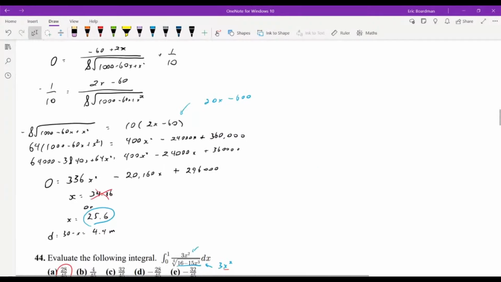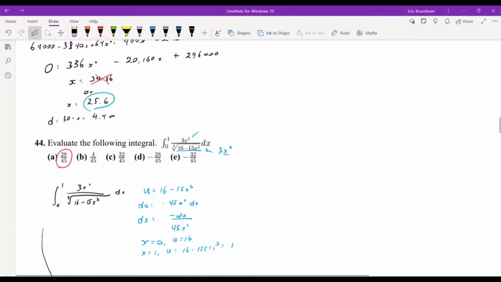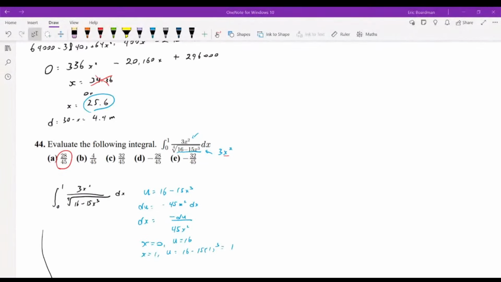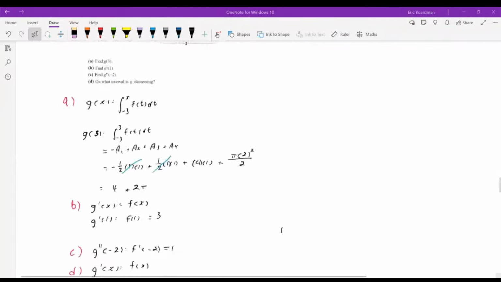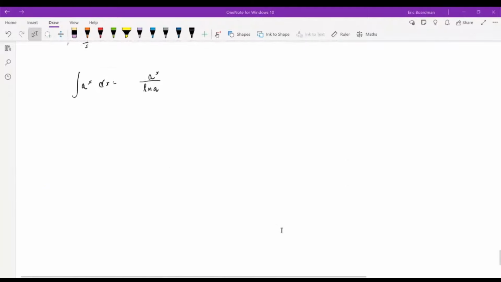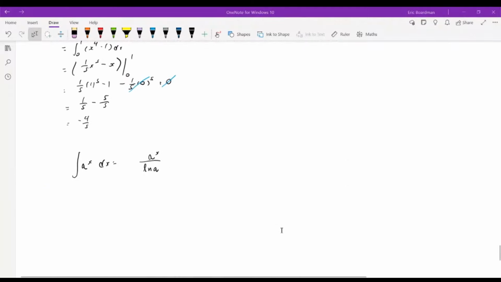I'm trying to think of any other integrals we'll need to know. But yeah, the only integration methods we'll need are just remembering antiderivatives, and then last lesson we did u sub. So is there anything else you guys want me to go over? Yeah, go ahead.